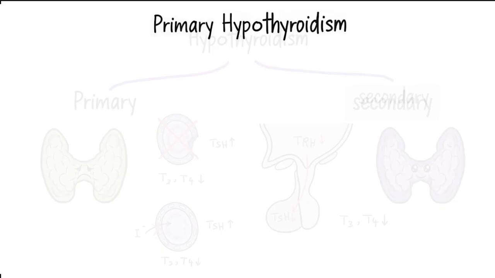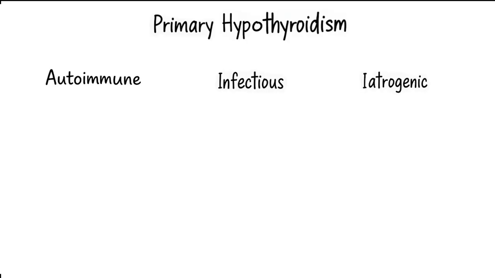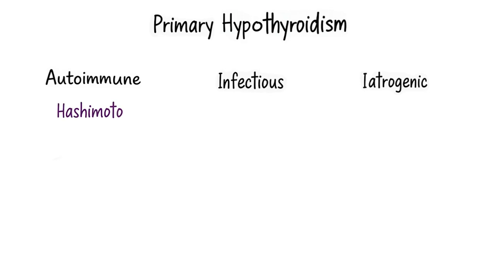We said that one of the main causes of the primary form of the disease is destruction of the thyroid follicular structure. But the question is, how does this damage occur? If we want to classify them broadly, these causes can be divided into three groups: autoimmune, infectious, and iatrogenic. First, let's go over autoimmune causes. In this group, there are three important diseases: Hashimoto's thyroiditis, postpartum thyroiditis, and Riedel's thyroiditis.